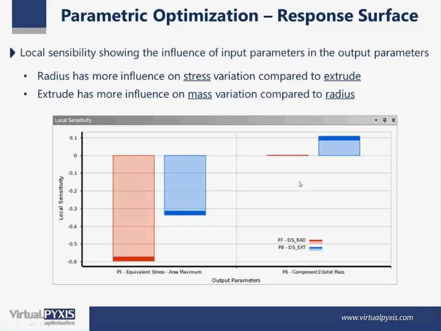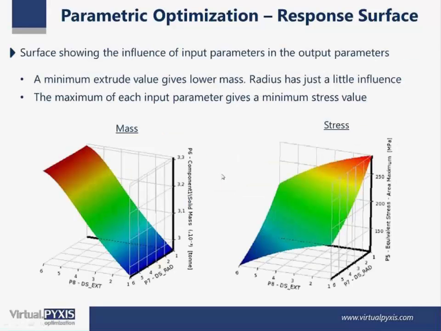On the other side, if I talk now about solid mass, the radius has just a little influence, but the extrude has a big influence on the variation. So this is a nice situation, because sometimes it's not very clear what you can change to get what you want to achieve. Another result of the response surface.